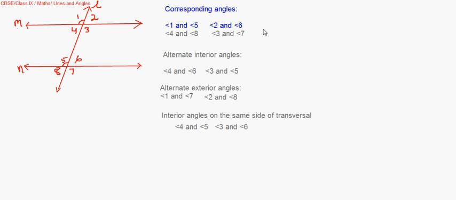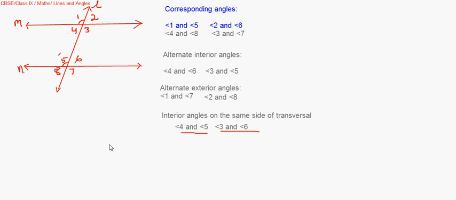Okay, now I get back to the fifth one. The fifth one says, if a transversal intersects two parallel lines like M and N, then each pair of the interior angles on the same side of transversal, that means this 4 and 5, 3 and 6, they are supplementary. That means the sum of 4 and 5, 3 and 6, they both will give you 180 degrees.